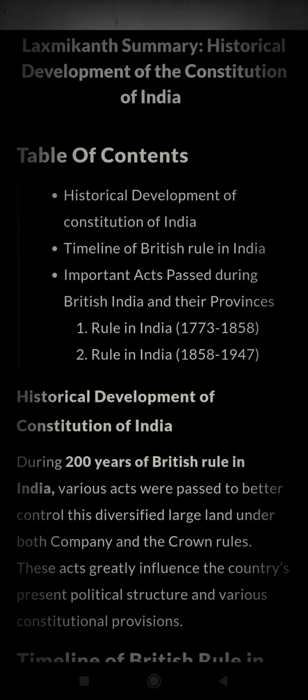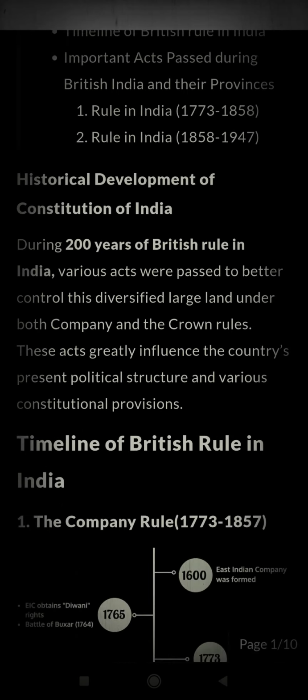You know that during 200 years of British rule in India, various acts have been passed to better control this diversified large land under both Company and Crown rule. These acts generally influenced the country's present political structure and various constitutional provisions.